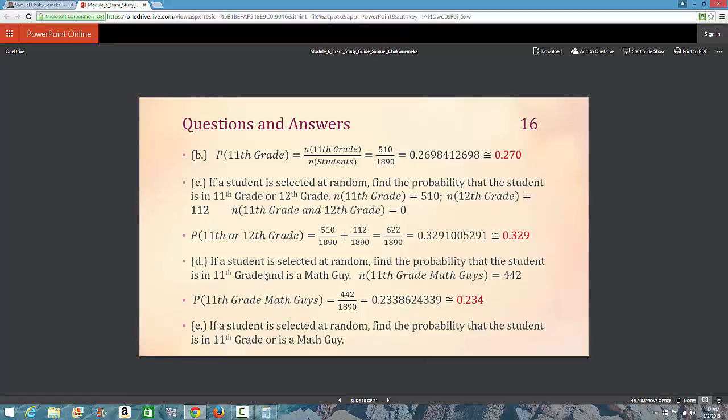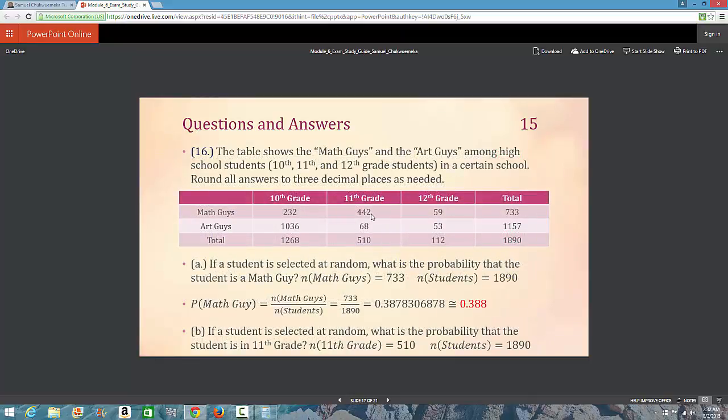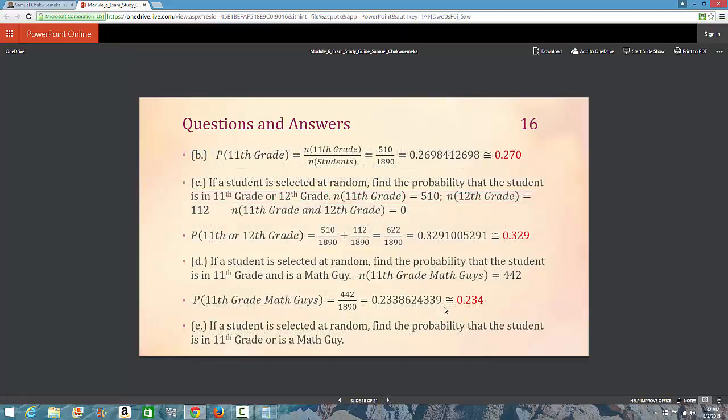D, if a student is selected at random, find the probability that the student is in 11th grade and is a math guy. So how many 11th grade math guys do we have? 442. So you have 442 divided by 1890. And that is approximately 0.234.